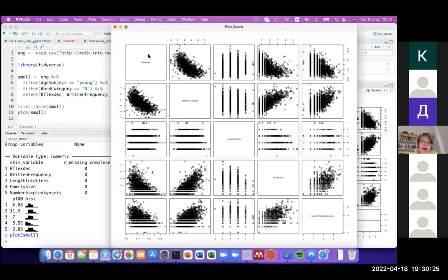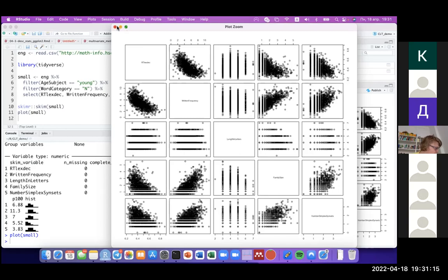So you can see how reaction time is associated with written frequency, length in letters, family size, and number of simplex synsets. You can find that length in letters and everything that is connected to it has something like lines or dots, because of course you have either 2, 3, 4, 5, 6, or 7 letters in the word. You cannot have 5.5 or something like that. So it's a discrete variable. That's why you have these lines here.